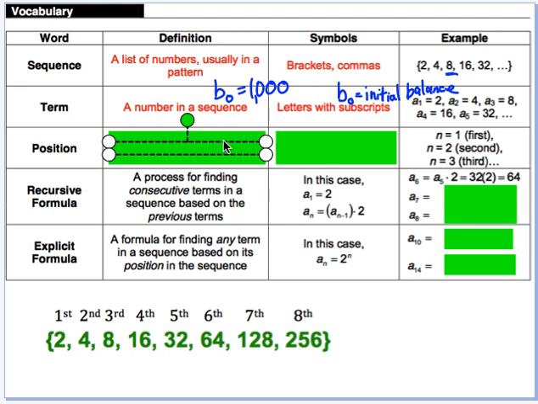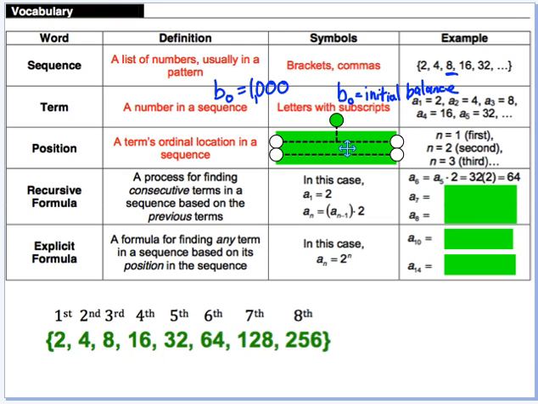All right, so what are we talking about when we get to positions? It's a term's ordinal location in the sequence. So first, second, third, fourth. That's what we're talking about. In all of the problems in this unit, the n is going to represent the location of the term: first, second, third, or fourth, and so on.